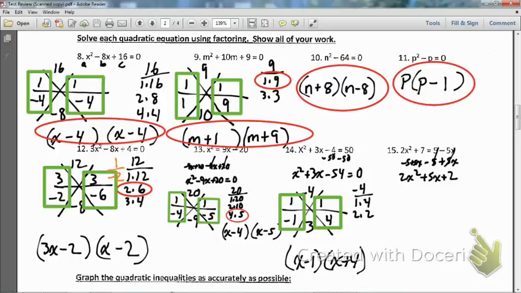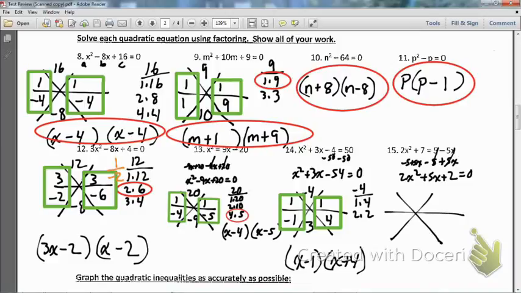So I check for a GCF. It does not have one. Check for a difference of squares. It's more than two terms. So I go straight into my star method. Sorry if there's a glitch there. We had the Wi-Fi went down for a second.